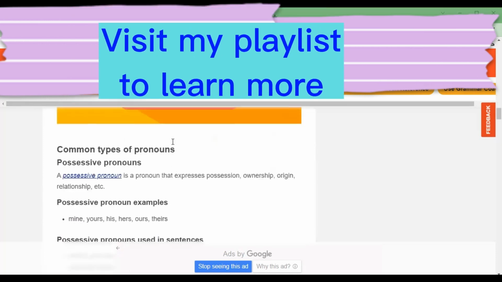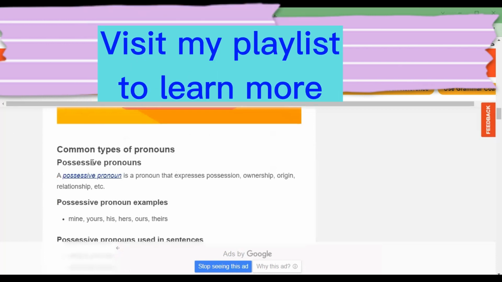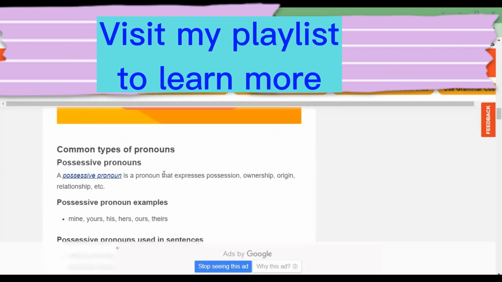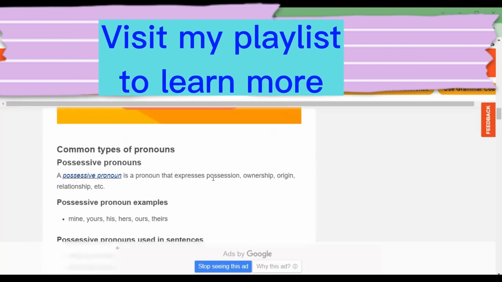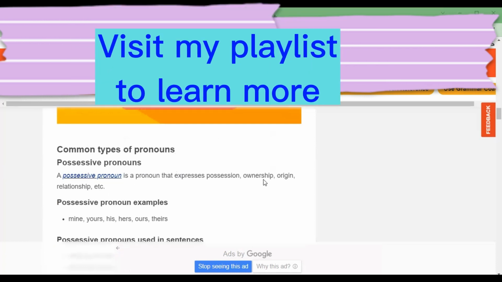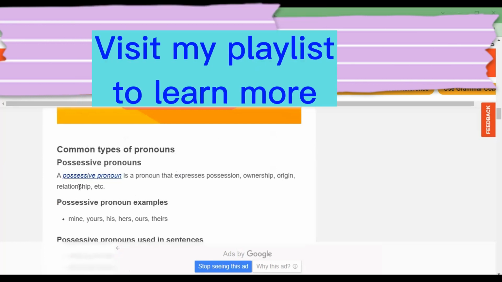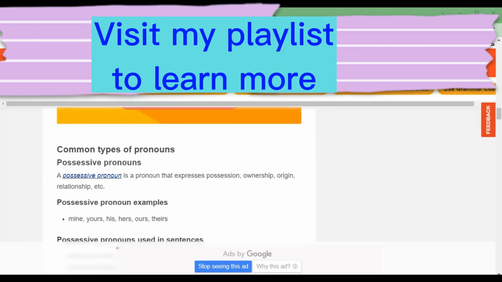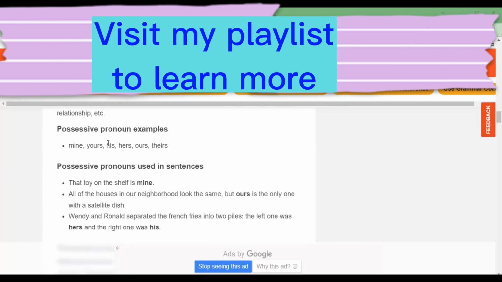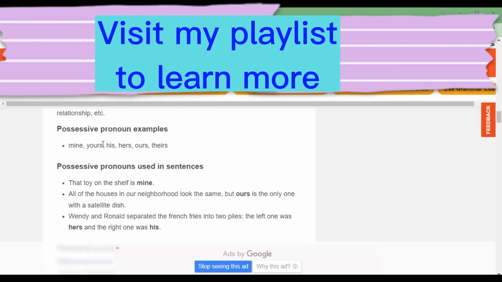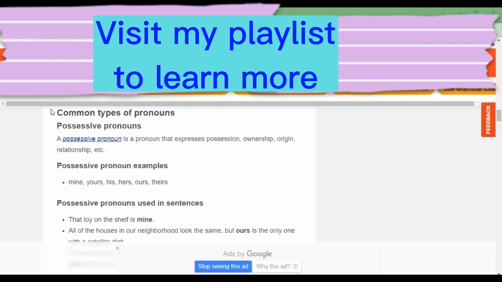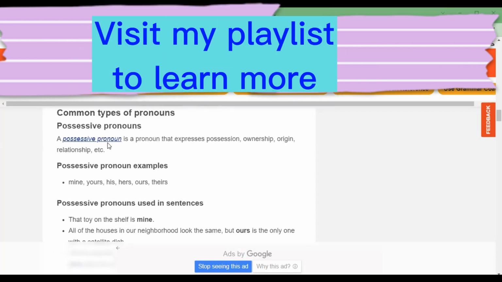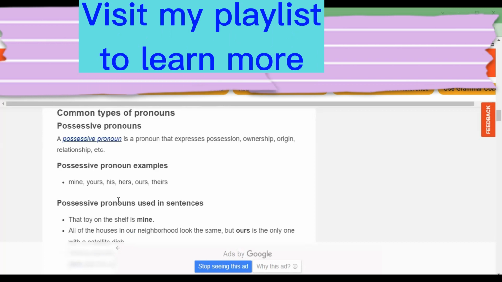Here we have the common types of pronouns. First, possessive pronouns. A possessive pronoun is a pronoun that expresses possession, ownership, origin, relationship, etc. Possessive pronoun examples: mine, yours, his, hers, ours, theirs. These show possession or ownership.